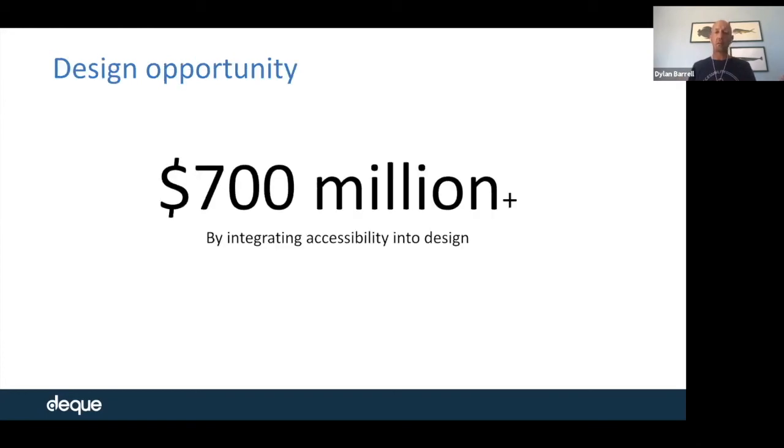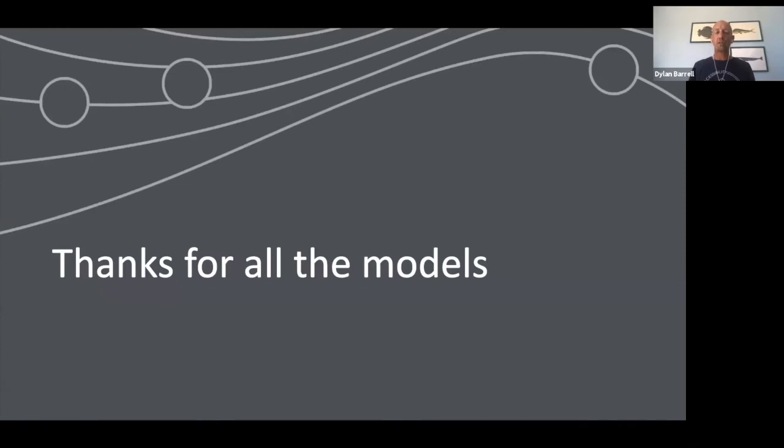And so for most large organizations, if you start with design, you have the opportunity to save yourself $700 million on that billion-dollar technical debt in terms of savings, in terms of becoming accessible. So this is great. This is a model. Thanks for all the models, Dylan.